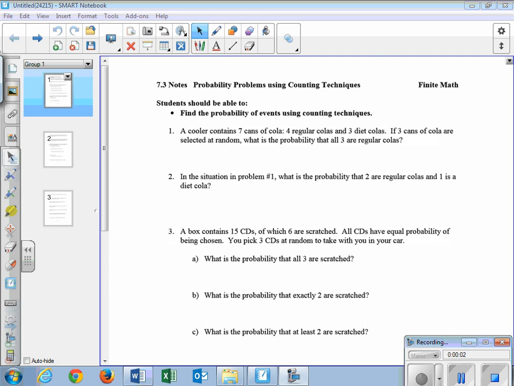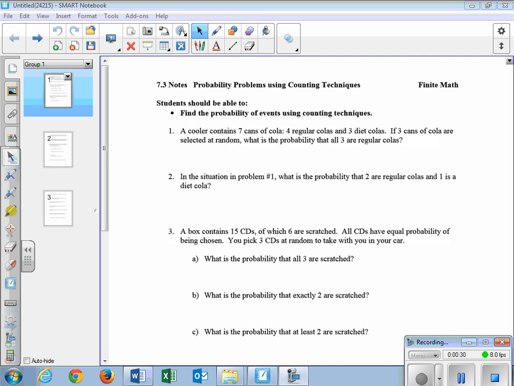Okay, so this section is 7.3 of our finite notes, and the title is Probability Problems Using the Counting Techniques. And these would be the counting techniques that we actually use from Chapter 6. So we'll be using those to find probabilities. At the top of your notes, students should be able to find the probability of events using counting techniques. Lots of just story problems today, a lot of applications of finding probabilities.